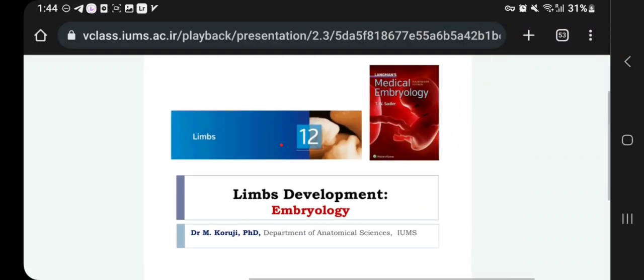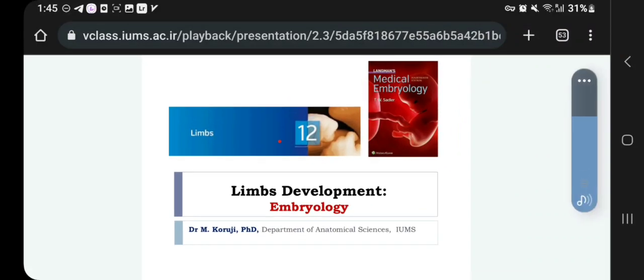You have to study sessions number 10, 11 and 12, and some part of session 7 for the diaphragm from Langman's Medical Embryology. I know you have this book. If you don't, I can send the PDF file to Ahmed, and he can forward it to all the students.